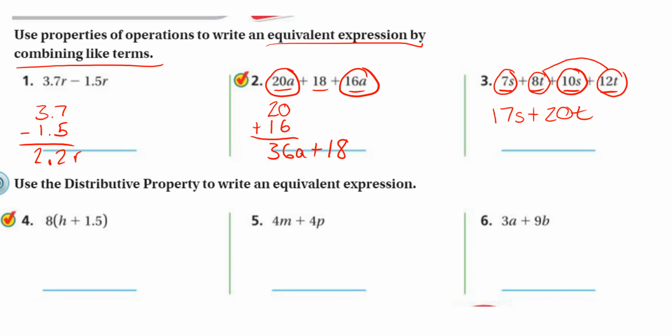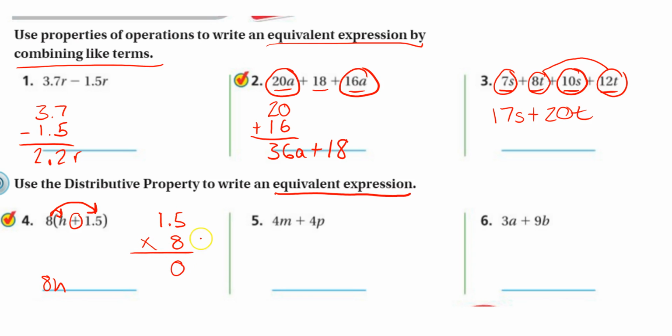All right, now use the distributive property to write an equivalent expression. Now, when it's written this way, where they already gave you the parentheses, this is going to be a little easier. You're just distributing the 8 times the h and the 8 times the 1.5, and make sure you include the addition sign in between. So 8 times h is simply 8h. And then you do 8 times 1.5.